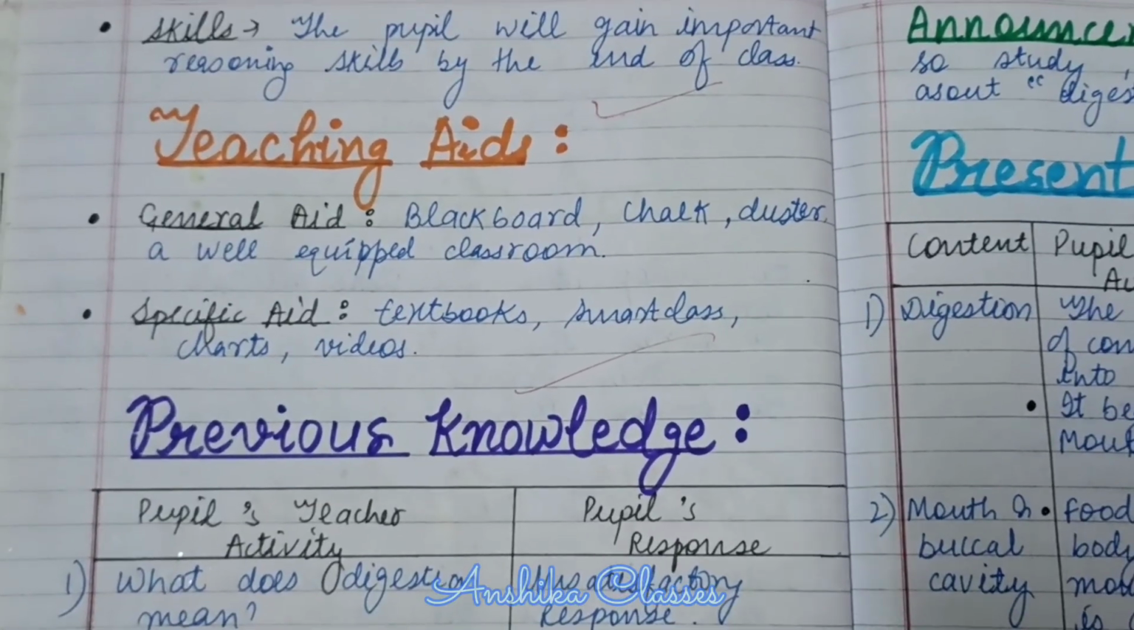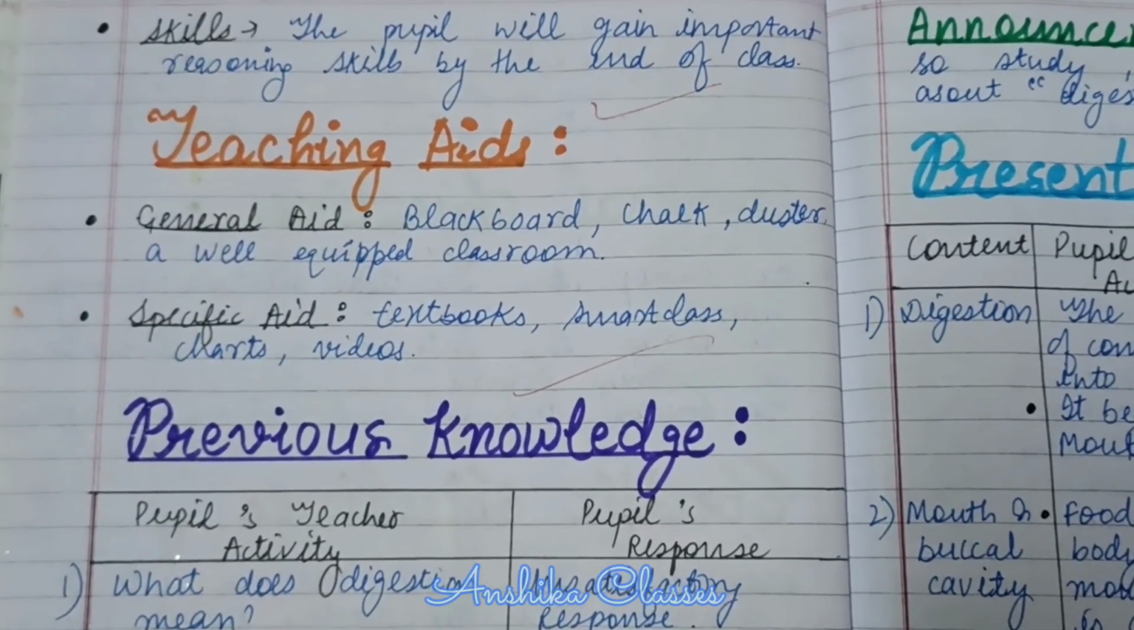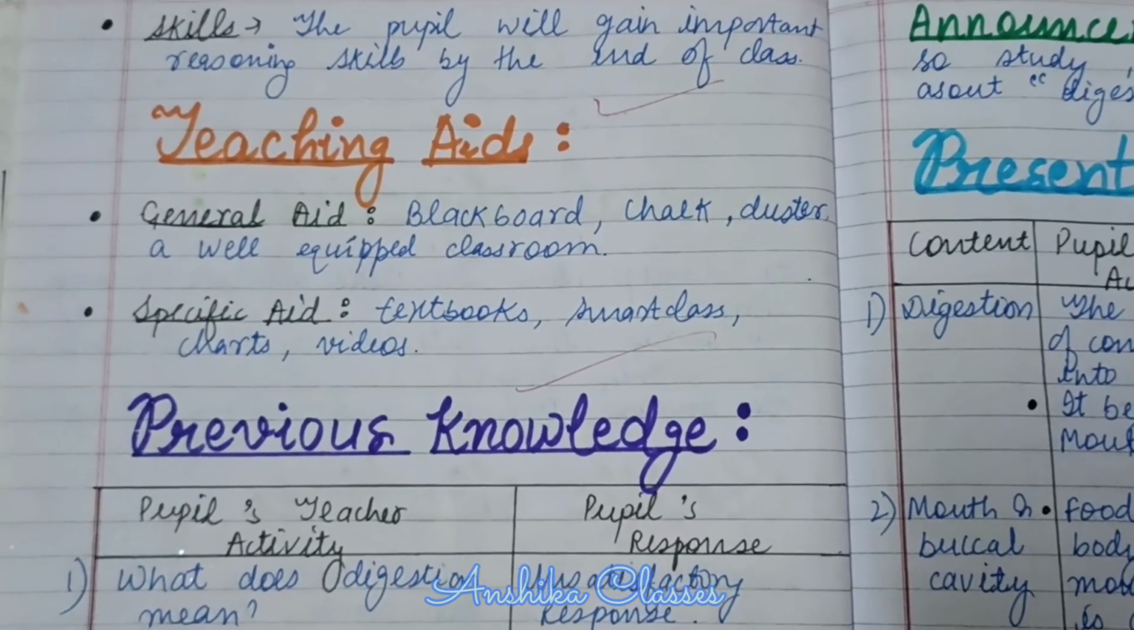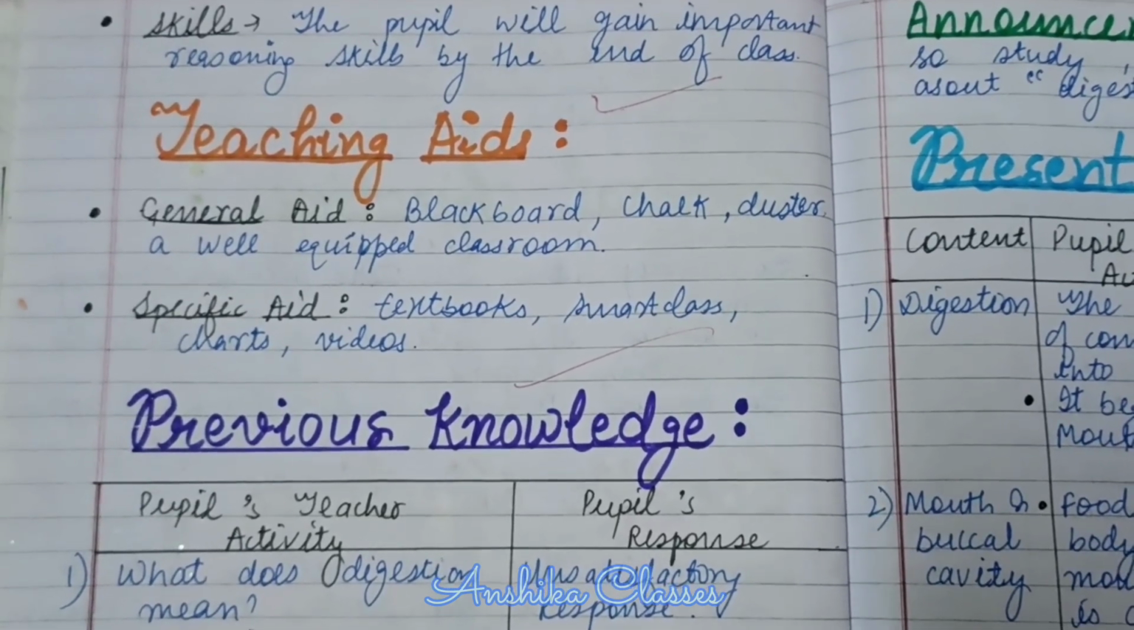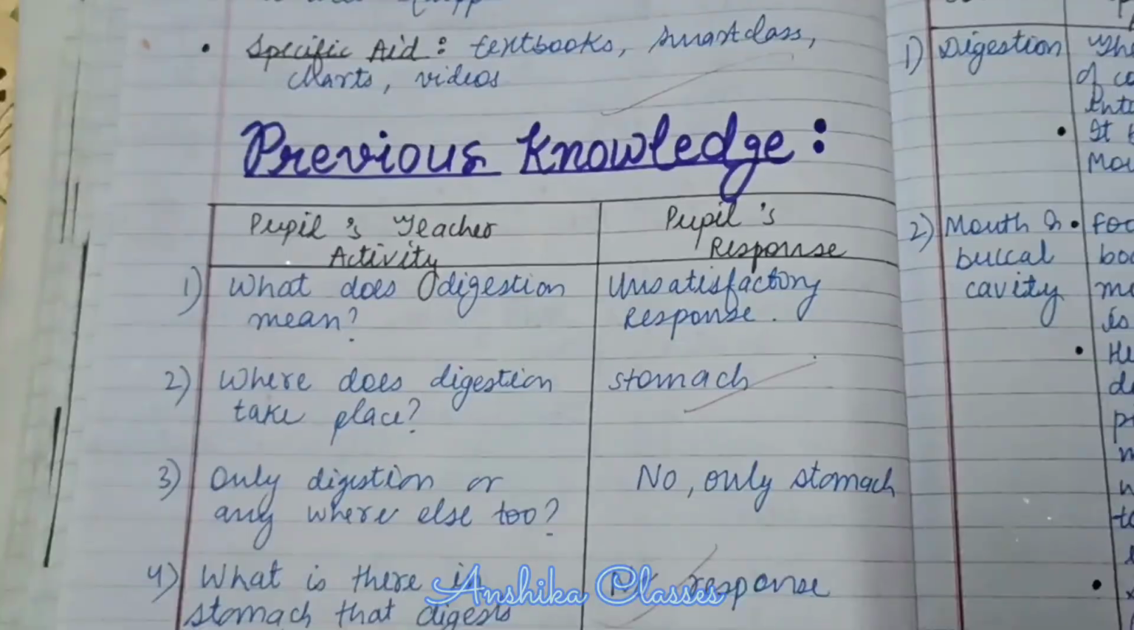Teaching aids. General teaching aids: blackboard, chalk, duster, a well-equipped classroom. Specific teaching aids: textbooks, smart class charts, videos.